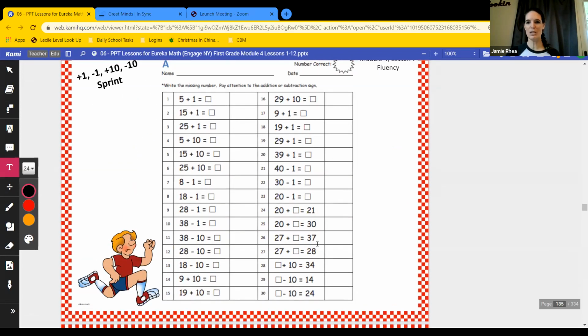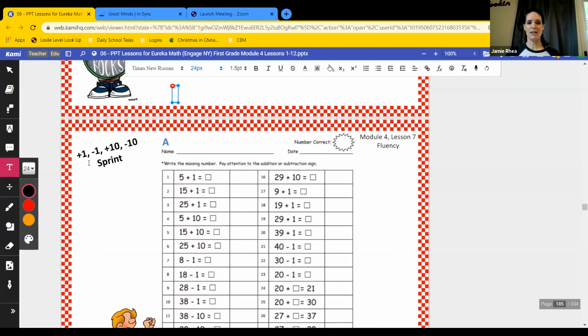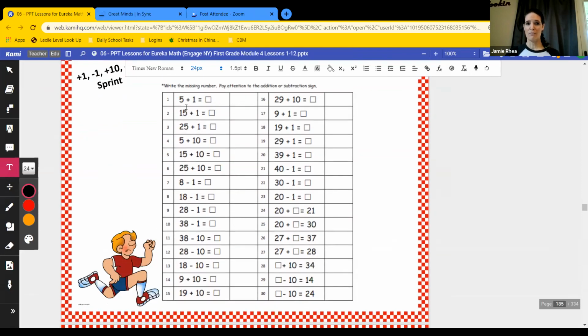And you have a sprint today. Now, I want you to look up here in this corner right here. It says that I have a +1, -1, +10, -10 sprint. Guys, that's what you're doing today. 5 + 1, 15 + 1. There's a 10 difference here. 5 and 15, there's a 10 difference. I added 10 to one of them. You all can do this.